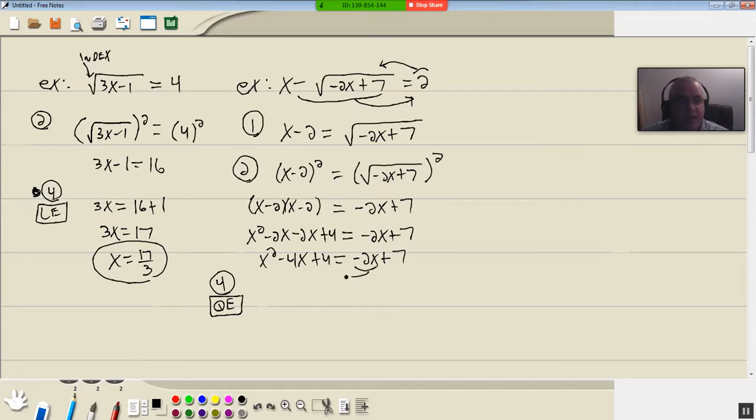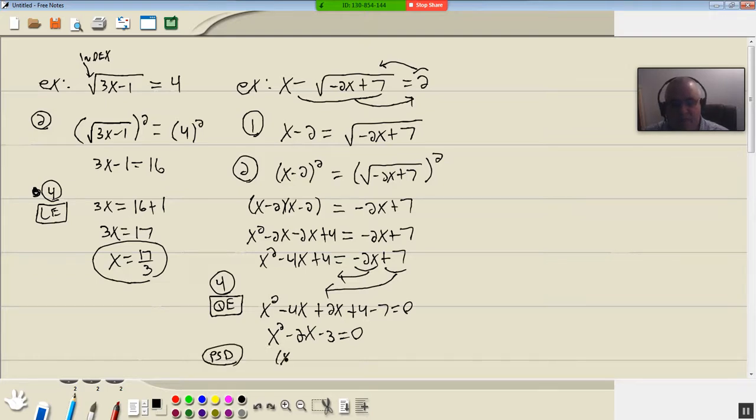So we're going to take the negative 2x, move it over, and we'll get 7 and move it over. So we got x squared minus 4x plus 2x plus 4 minus 7 equals 0. Combine like terms. Negative 4x plus 2x is negative 2x. 4 minus 7 is negative 3. Now this will factor using the PSD. So this factors as x minus 3 times x plus 1.